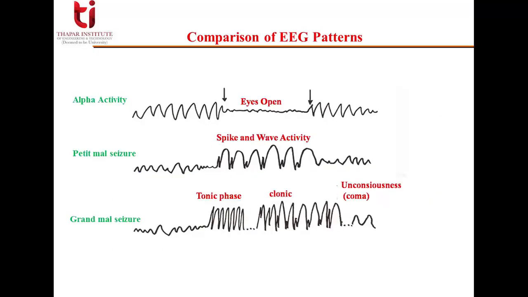Now let's compare all the three, that is normal EEG, mainly alpha activity, petit mal seizure and grand mal seizure. You can see in alpha activity when we are opening the eyes, those are getting blocked. In petit mal seizure it is showing spike and wave activity, and grand mal seizure it is showing tonic and clonic type of variation.